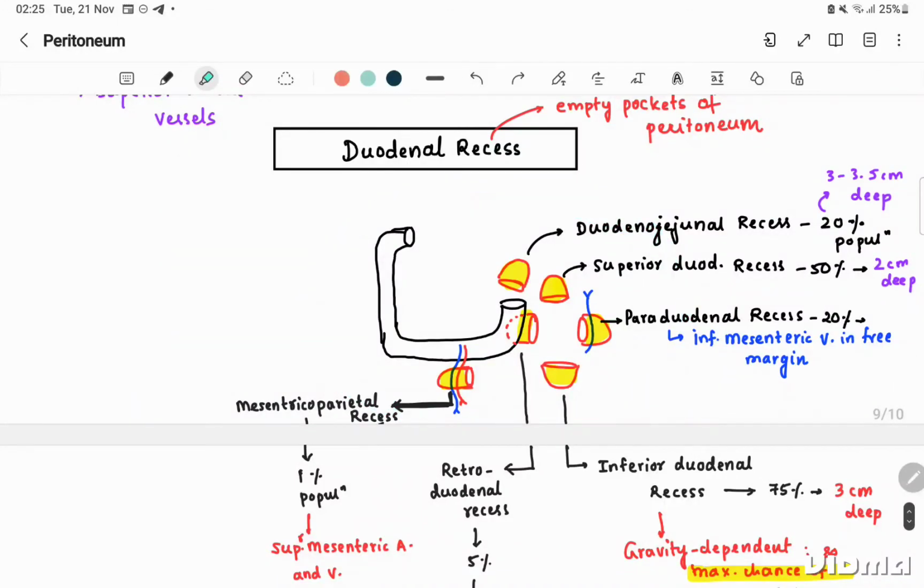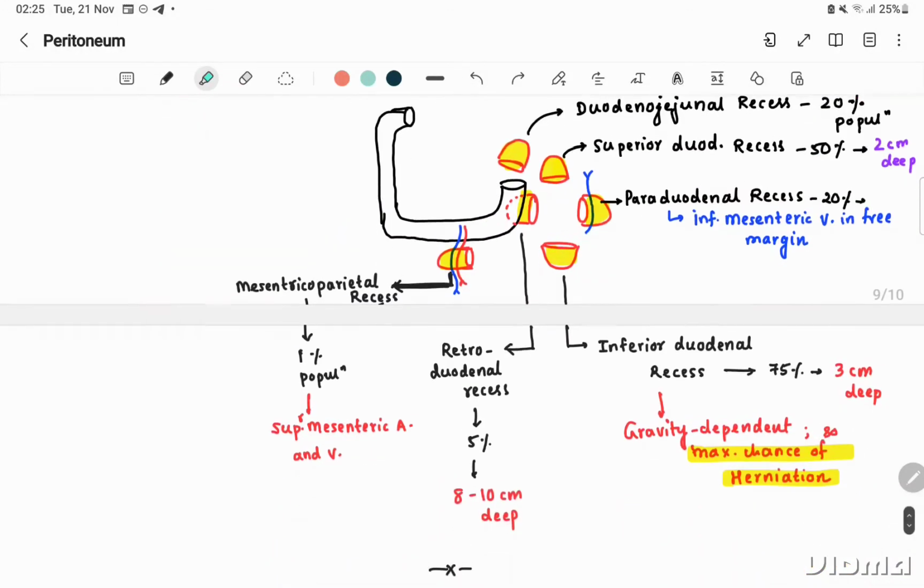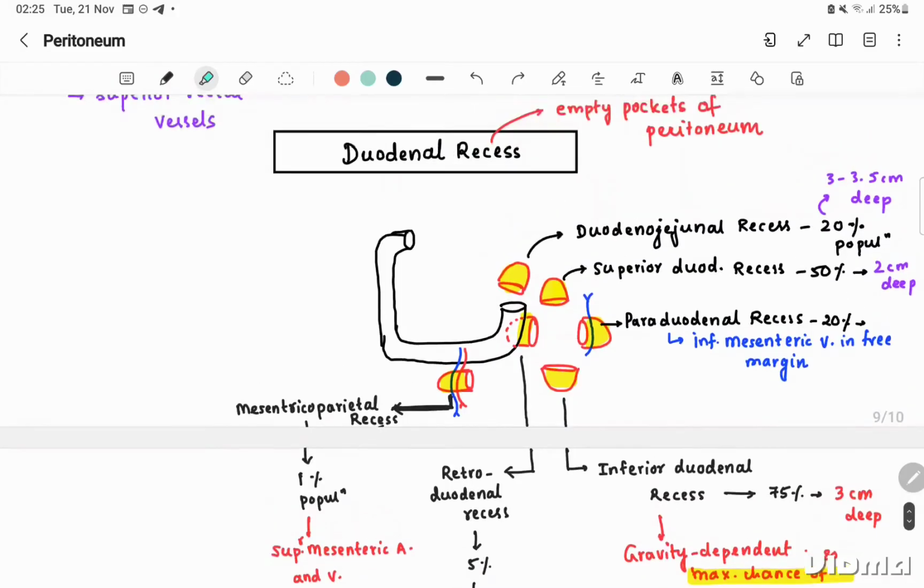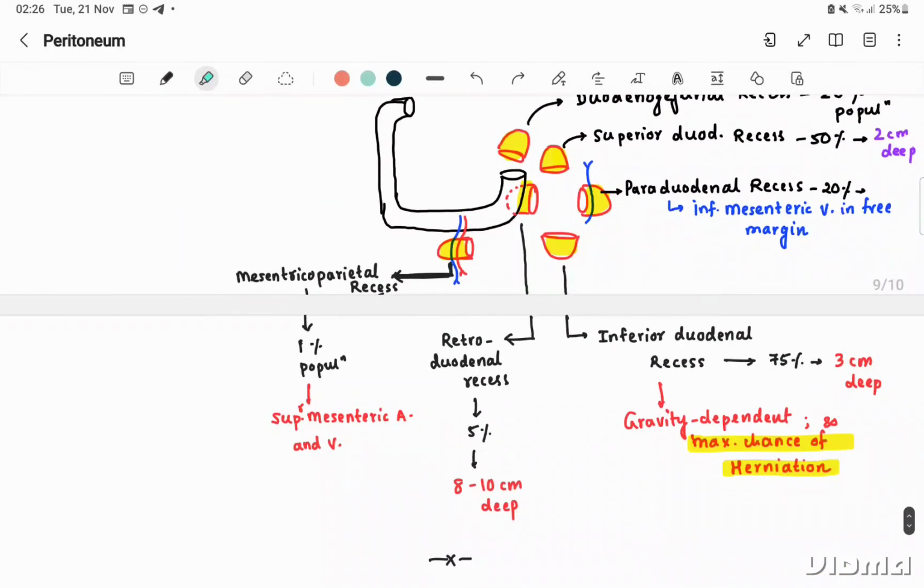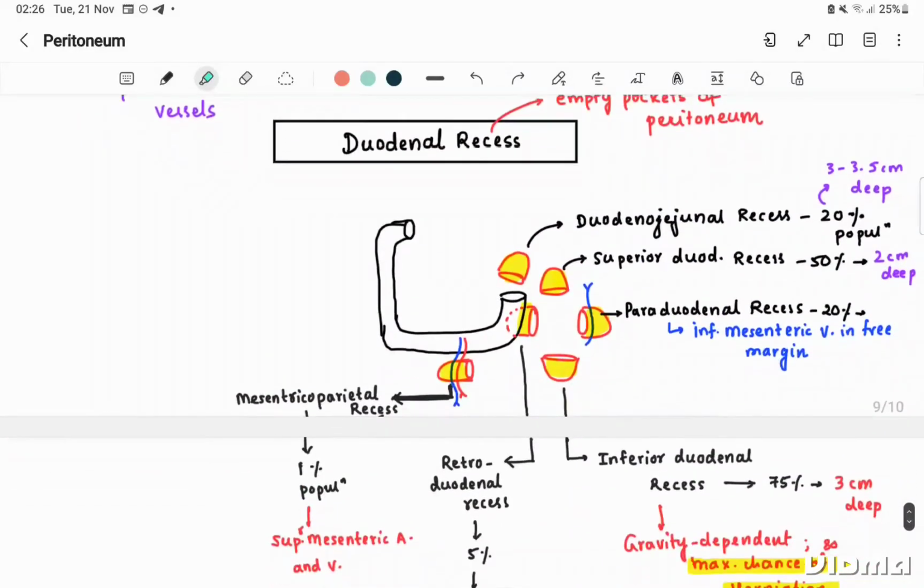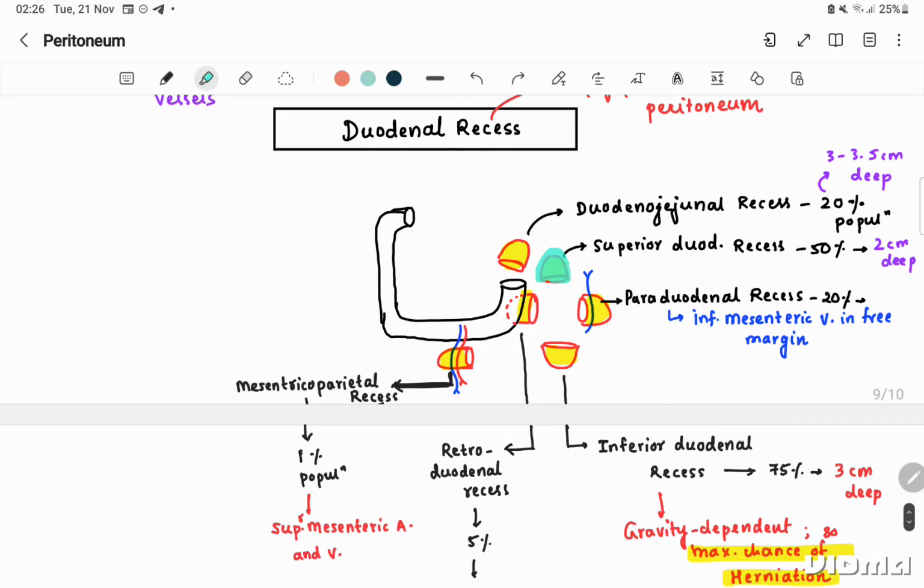Talking about the duodenal recesses, these are empty pockets of peritoneum which are present around the duodenum. This is a 3D structure, but you can't easily visualize it in 3D, so let's discuss it in the schematic diagram, and I can show you these things in the 3D part also. First, you have a duodenojejunal recess, present in 20% of the population, about 3 to 3.5 cm deep. Then a superior duodenal recess, in about 50% of the population, 2 cm deep.